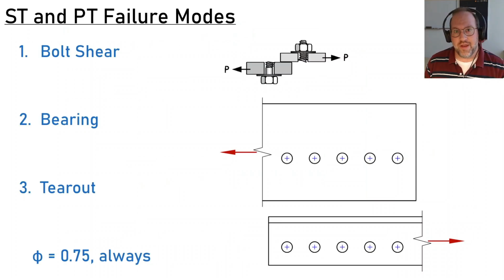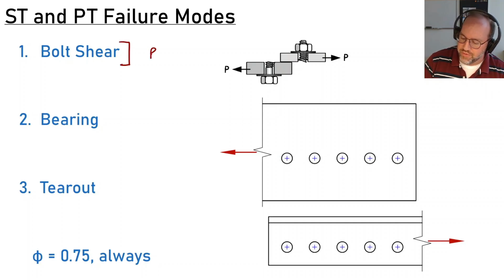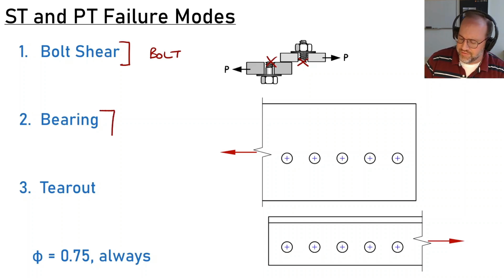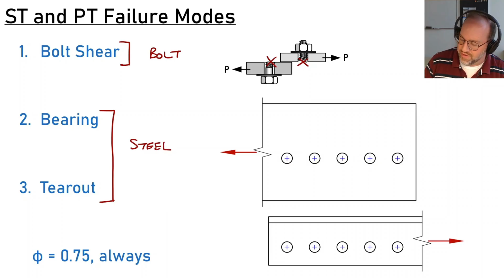So for bearing type connections, we have three limit states that we need to look at. The first one is really the only one that applies to the bolt itself, and that's bolt shear. So effectively, we're slicing the bolt in half along the shear plane, and that is going to be governed by the strength of our bolt. The other two limit states here are actually not bolt states specifically. They're related to the steel that's being connected together.